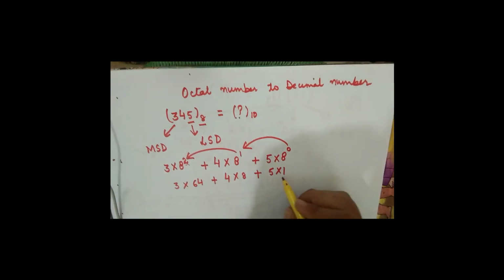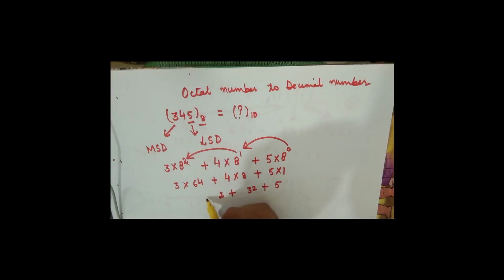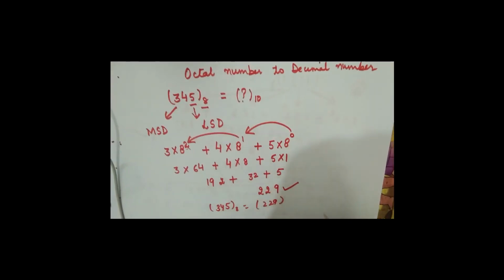So now let's calculate it, simplify it and find the result. 5, 32, and it will be 192. Clear? So now add it, 229. Yes, this is the answer. So the decimal equivalent of octal number 345 is 229. It is 229. Clear?